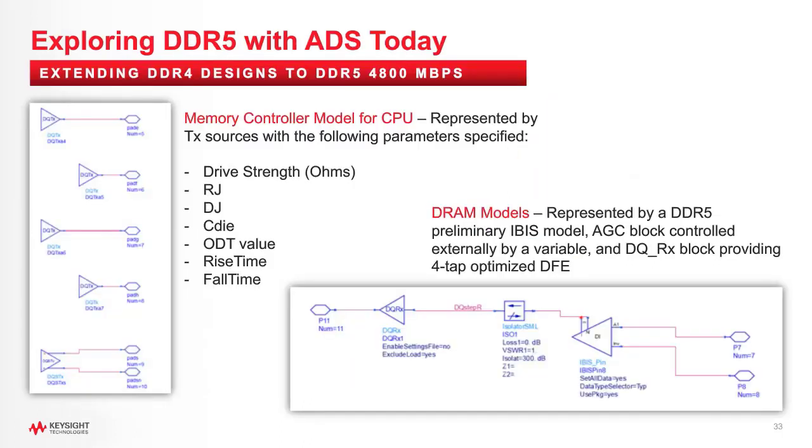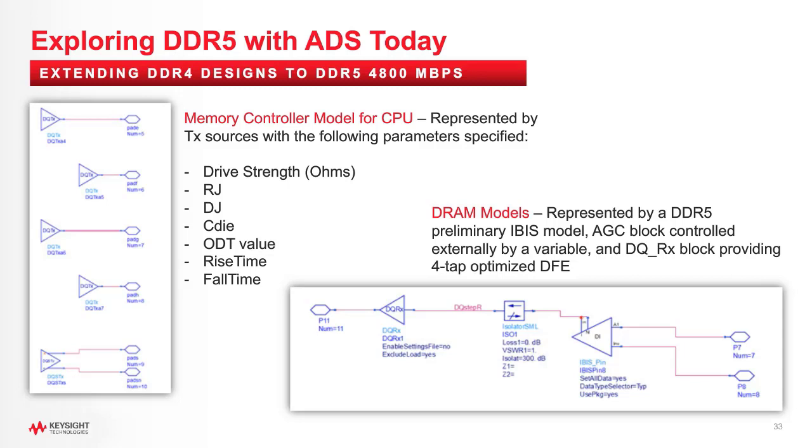However, you don't need to wait for DDR5 to be ratified. You can already start exploring designs today. All it simply means is we need to document some of the assumptions that we make when we take one of our existing DDR4 designs and try to move it forward to DDR5 speeds. So firstly, we take a look at things like rise time and fall time and how we think those might change. We document our assumptions about random jitter and deterministic jitter.